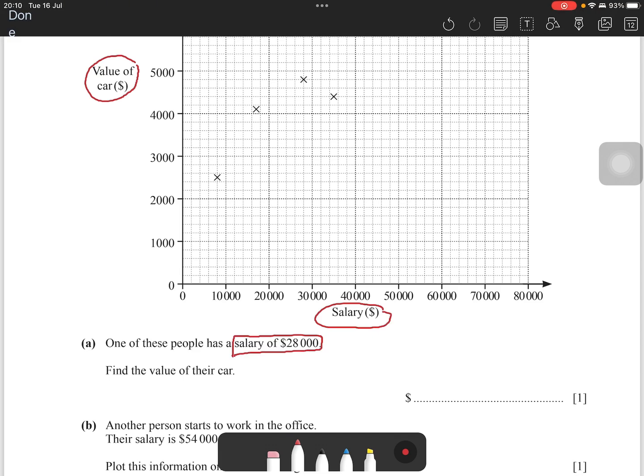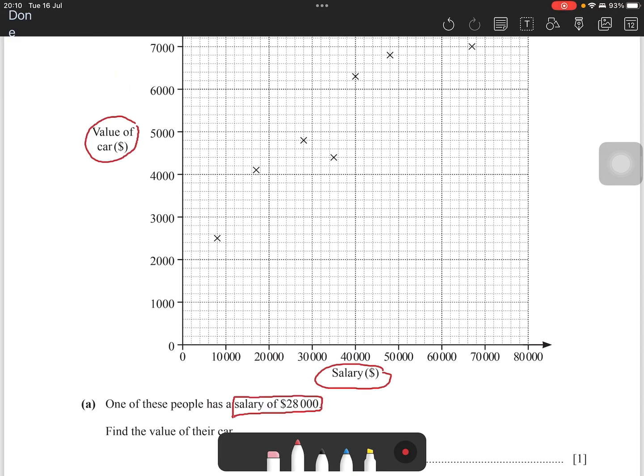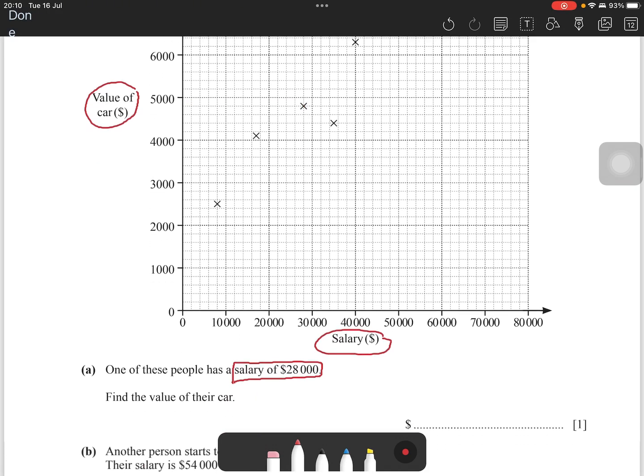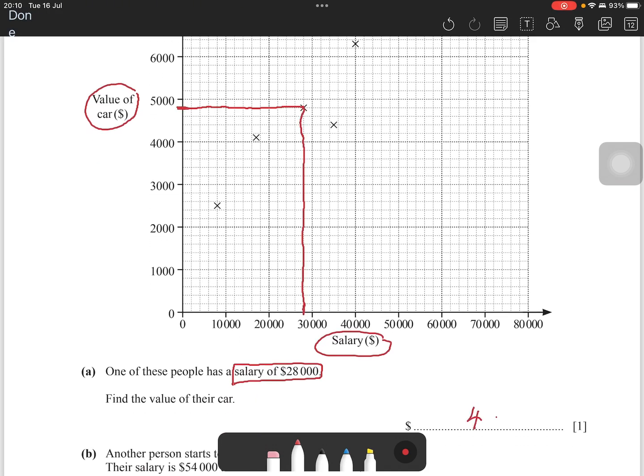Now look at the diagram. $28,000 for the salary is here. So we will go up to find the value of the car at this point. Then we move to the left. And we see that this value of the car is $4,800.